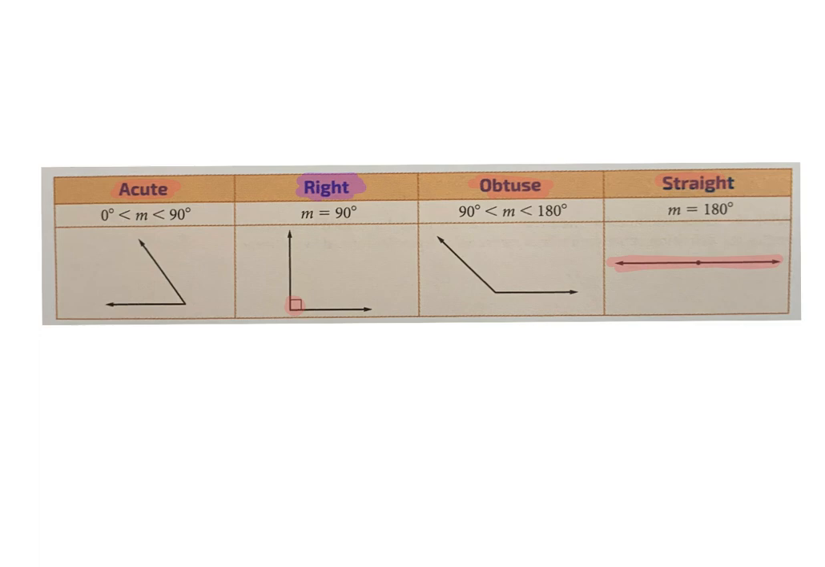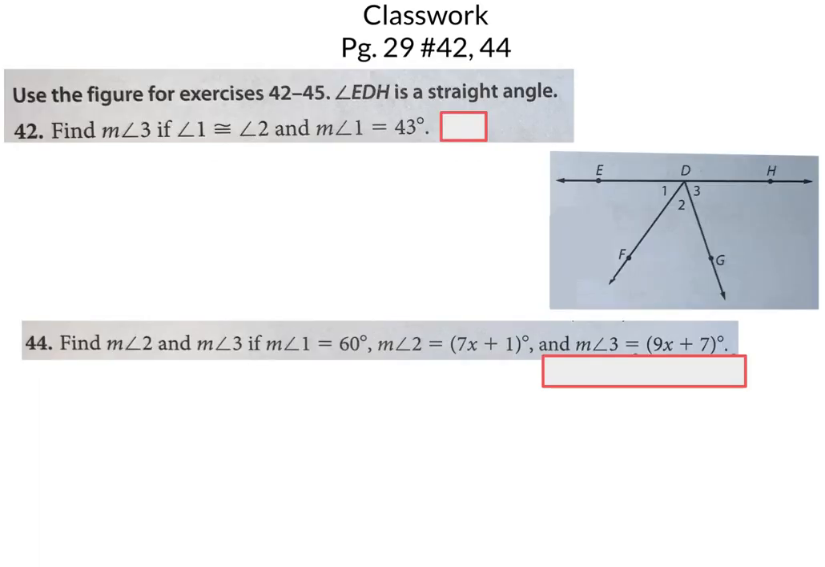So let's look at this question. Go ahead and try. Use the figure right there for exercises, number 42, which is what you're doing. They have told us that EDH is a straight angle. By telling us it's a straight angle, what else did they tell us? They told us its measurement, right? Its measurement is 180. So they want you to use the information that it's 180 to figure out what the rest of it is. So go ahead and try 42.